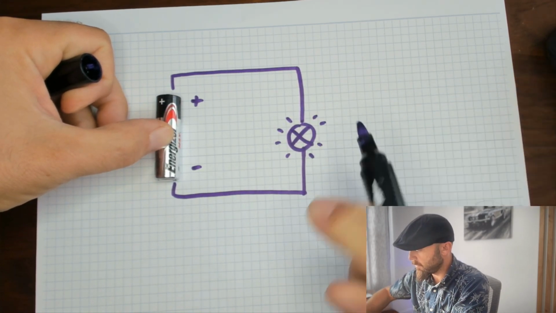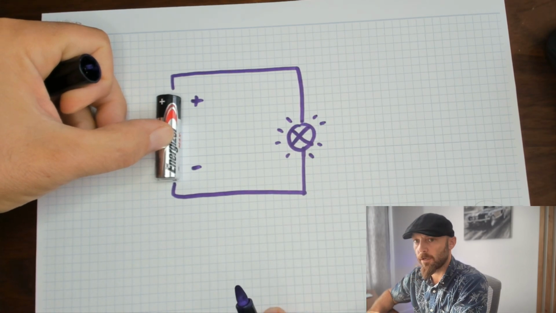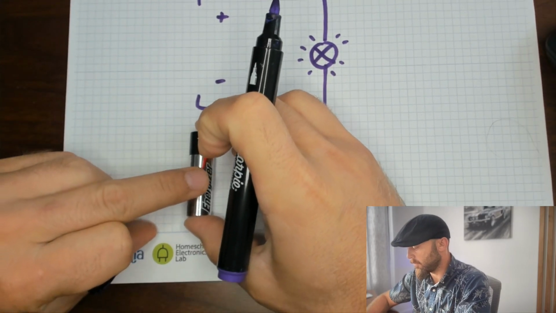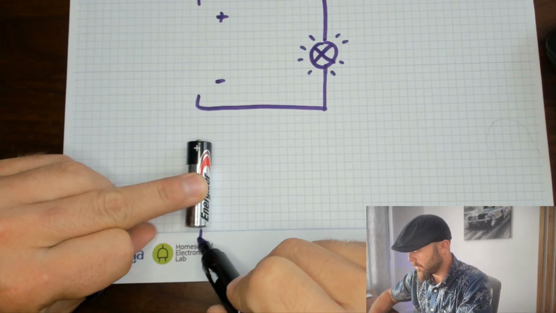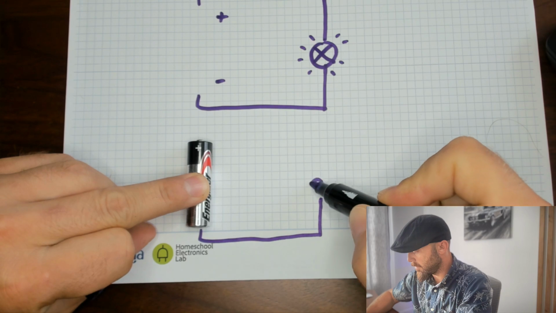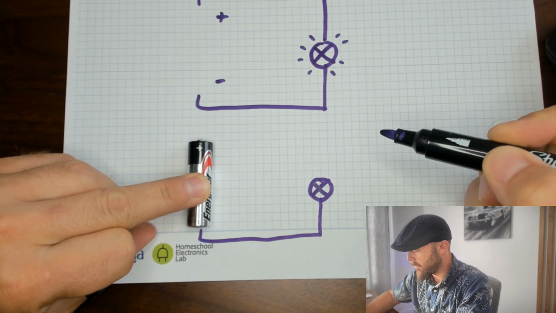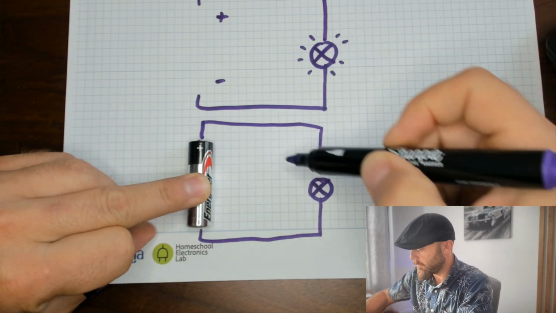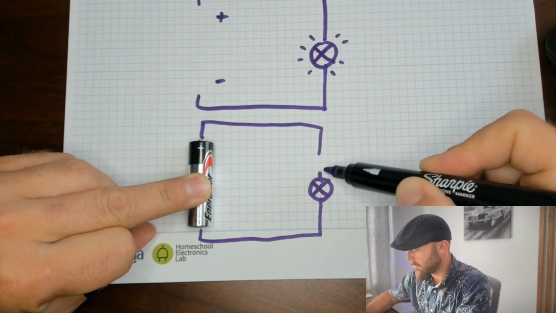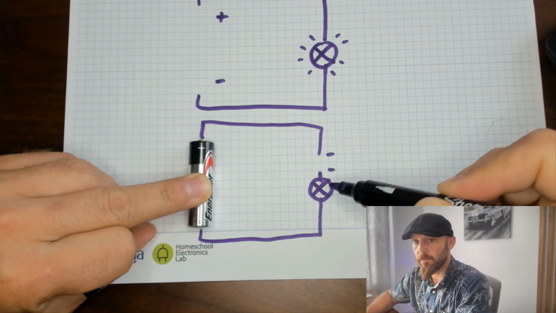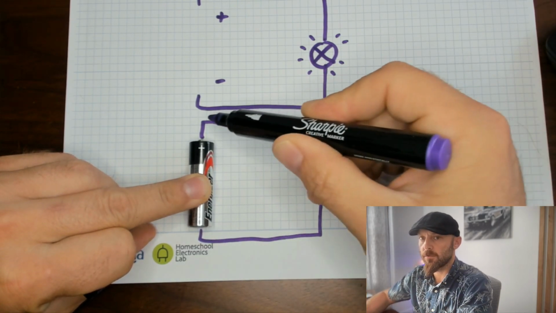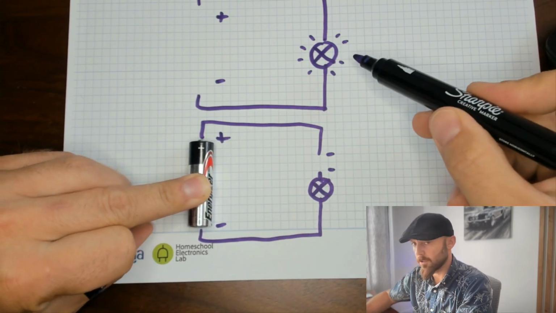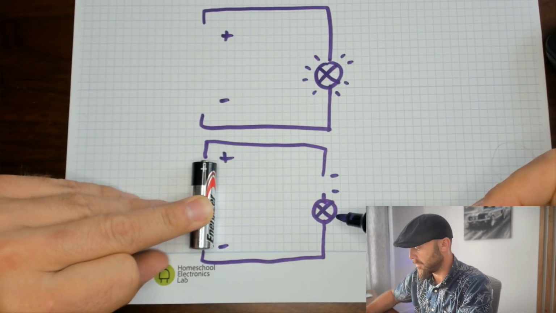A circuit can be closed, like the one I just drew, or it can be open. If I draw an open circuit, that just means that from the minus, I go to the light bulb. However, I don't connect the light bulb to the plus yet. This open space right here means that the electrons cannot travel all the way back. This is a closed circuit. This is an open circuit.